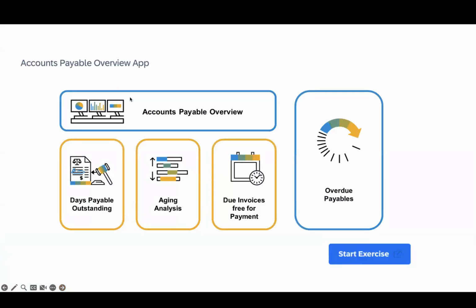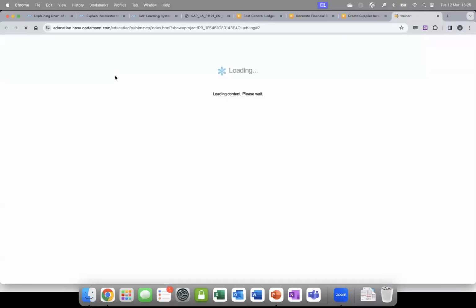Outlining the KPIs. Well, actually, let's have a look at some of the KPIs. I think let's have a look at the accounts payable overview app.